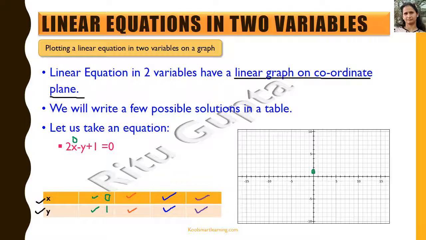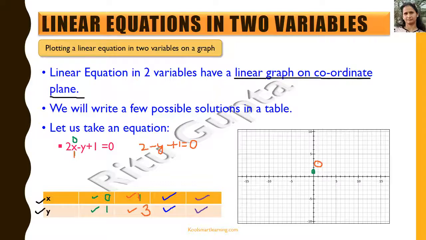Now we take the value of x as 1. So 2x becomes 2, and we get 2 minus y plus 1 equal to 0. So we get y equal to 3. If we put this value of 3, we get 2 minus 3 plus 1 equal to 0, which is true. So for x equal to 1, we get y equal to 3. This is the point that we have.